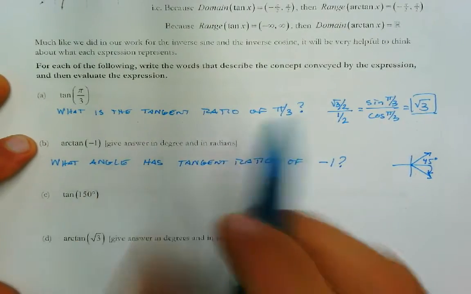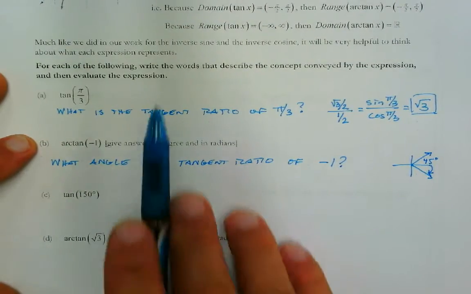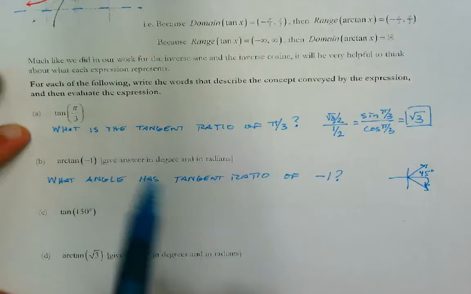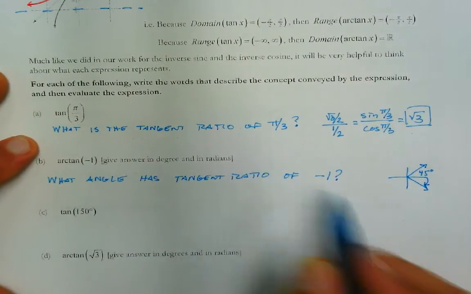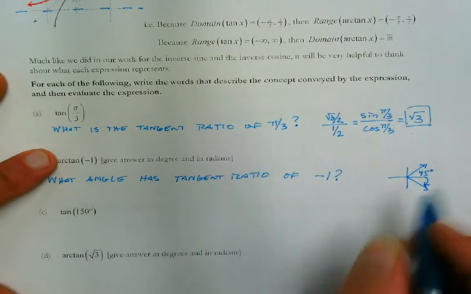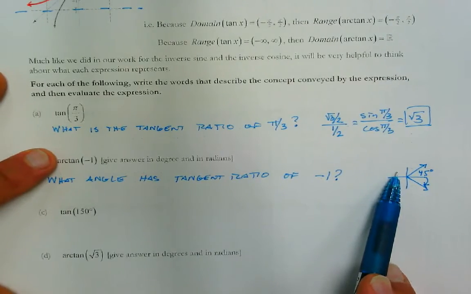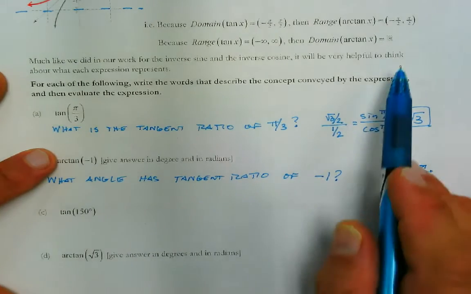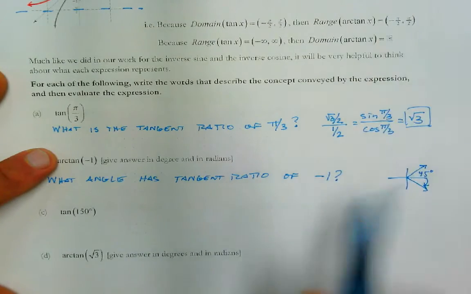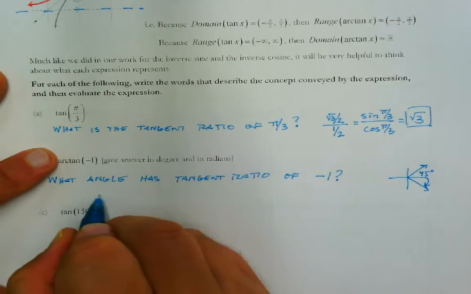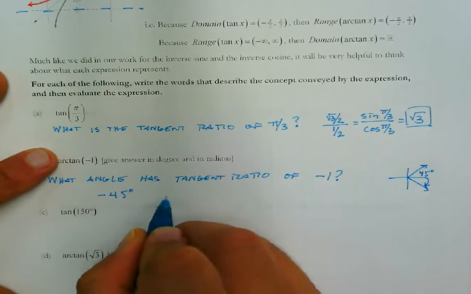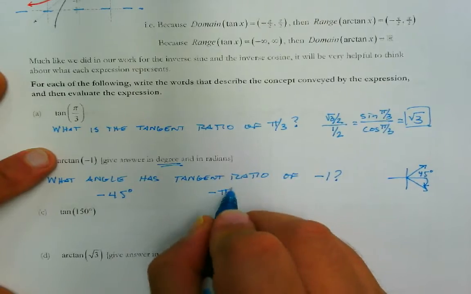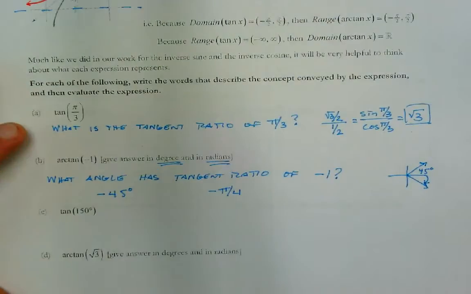So for my arctangent, remember that the outputs are between negative pi over 2 and pi over 2. So what angle has a tangent ratio of negative 1? The answer would not be the second quadrant, where it is negative, but rather the fourth quadrant, such that I will be between negative pi over 2 and pi over 2. So the answer is negative 45 degrees if I'm in degrees, or negative pi over 4 if I am in radians.